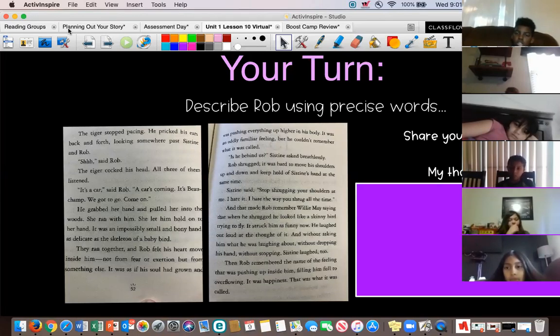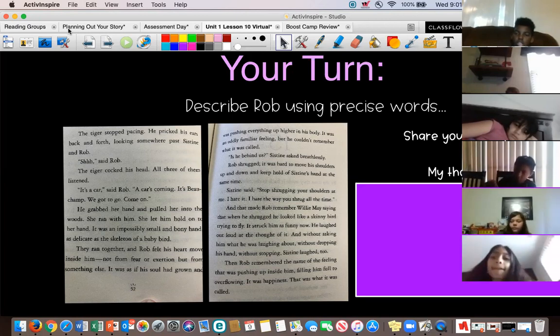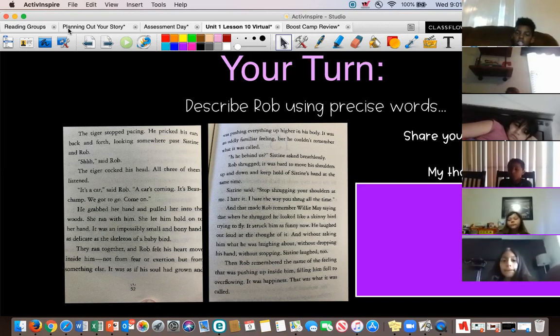He laughed out loud and thought of it. And without asking him what he was laughing about, without dropping his hand, without stopping, Sistine laughed too. Then Rob remembered the name of the feeling that was pushing up inside him, filling him full and overflowing. It was happiness. That is what it was called.